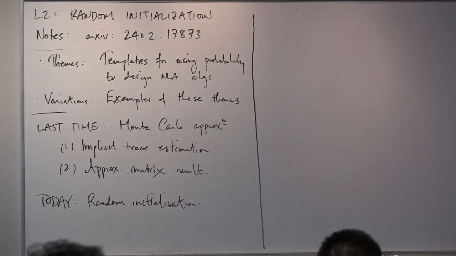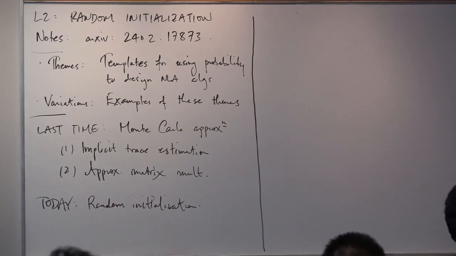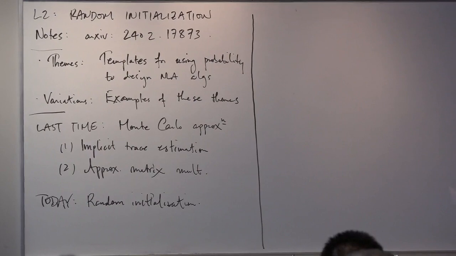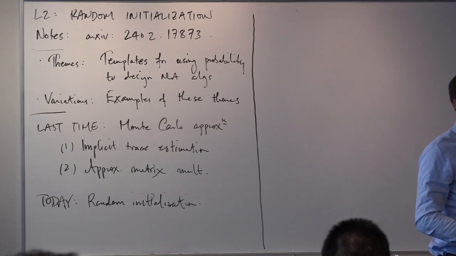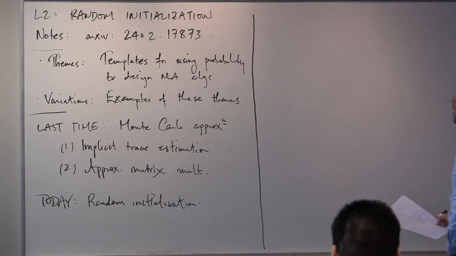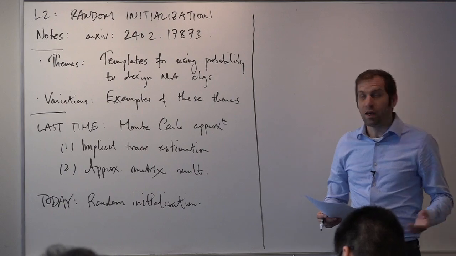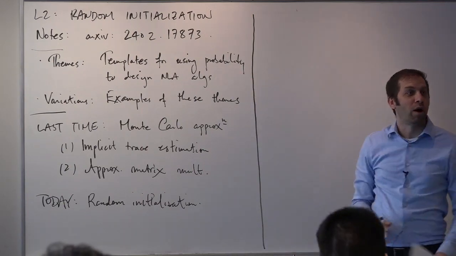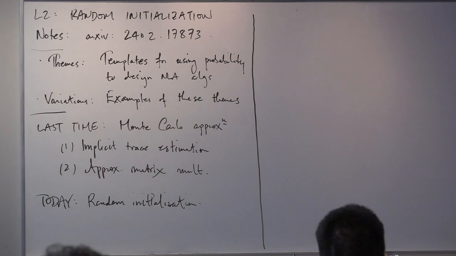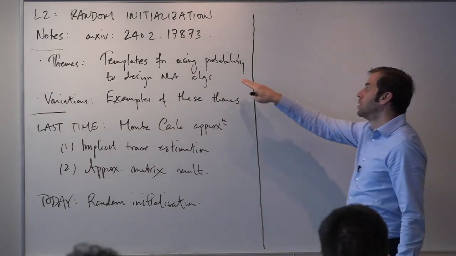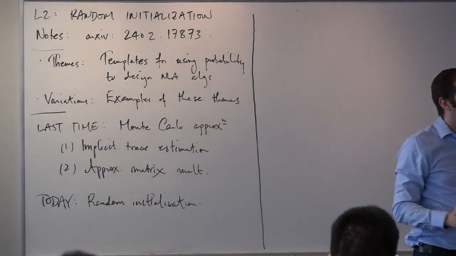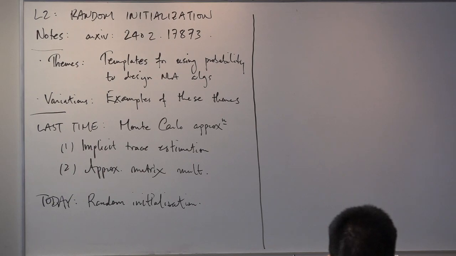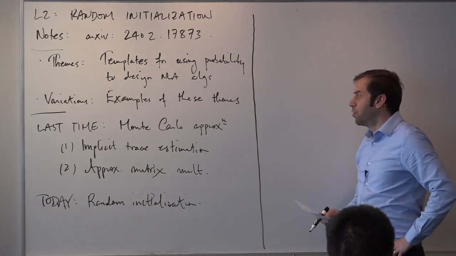So let me remind you quickly about what we're doing and where we've come from, and then I'll tell you a little bit about where we're going. This lecture series is about randomized algorithms for matrix computations. The way I've organized this is by identifying themes, which are different ways that you can use probability to design linear algebra algorithms. And for each one of these themes, I've tried to identify a couple examples of how you can use this idea to solve several linear algebra problems.